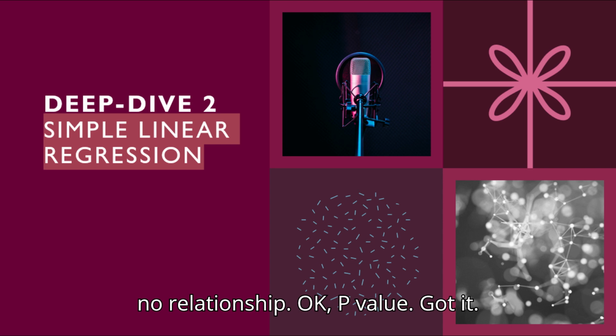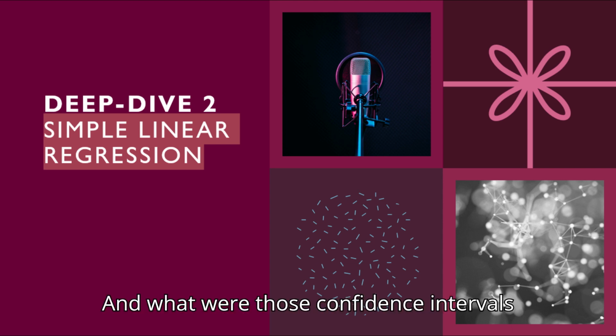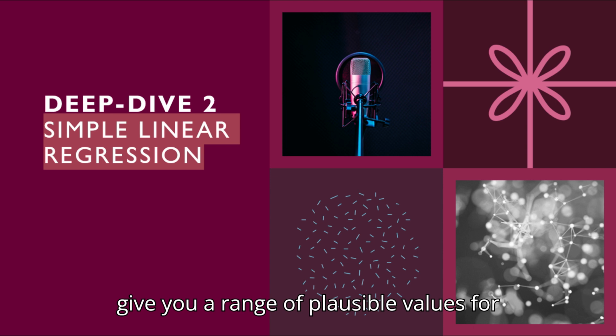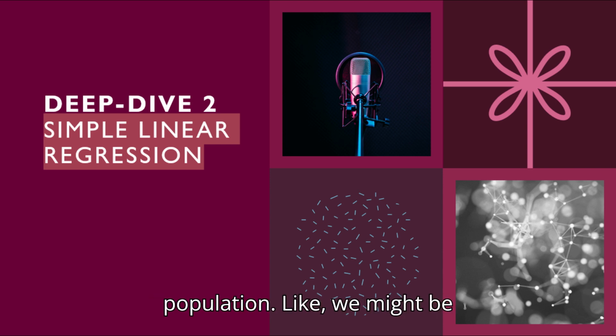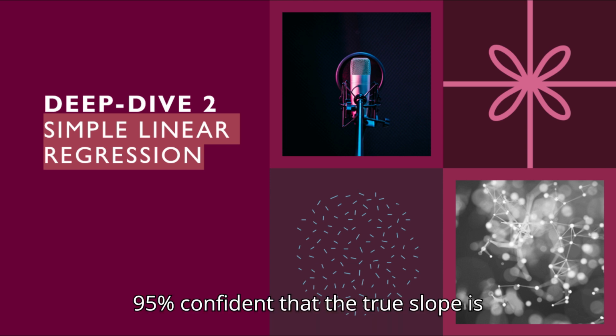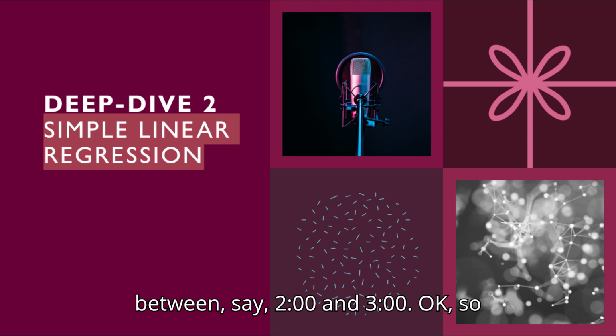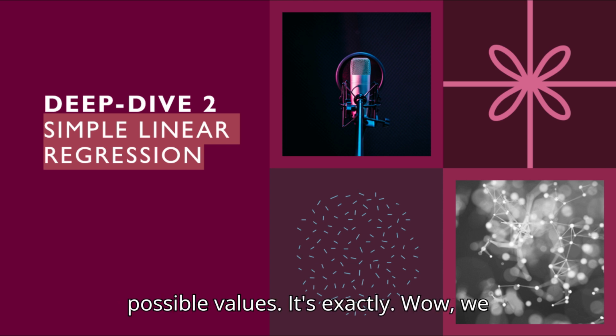Okay, p-value, got it. And what were those confidence intervals they talked about? Confidence intervals give you a range of plausible values for the true slope or intercept in the population. Like, we might be 95% confident that the true slope is between, say, 2 and 3. Okay, so confidence intervals give us a range of possible values. Exactly.